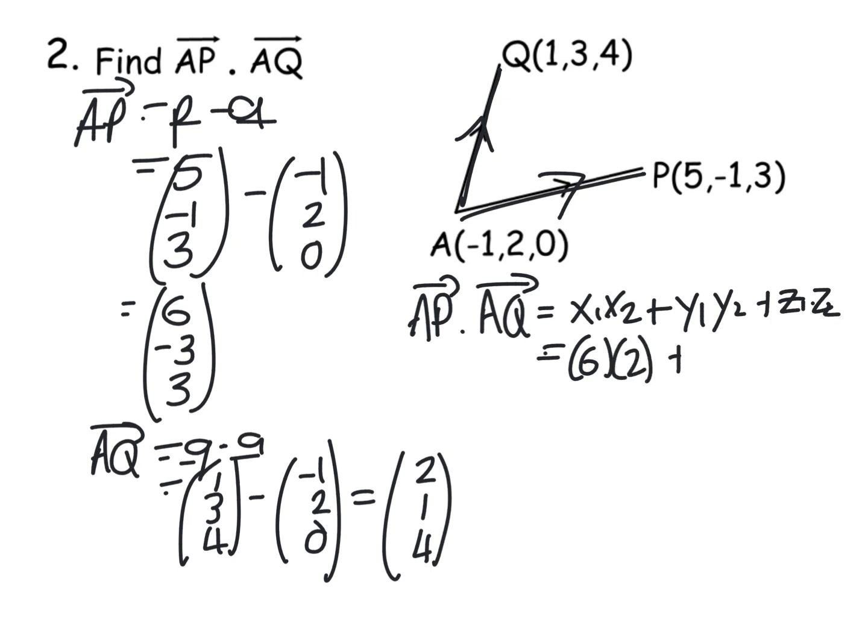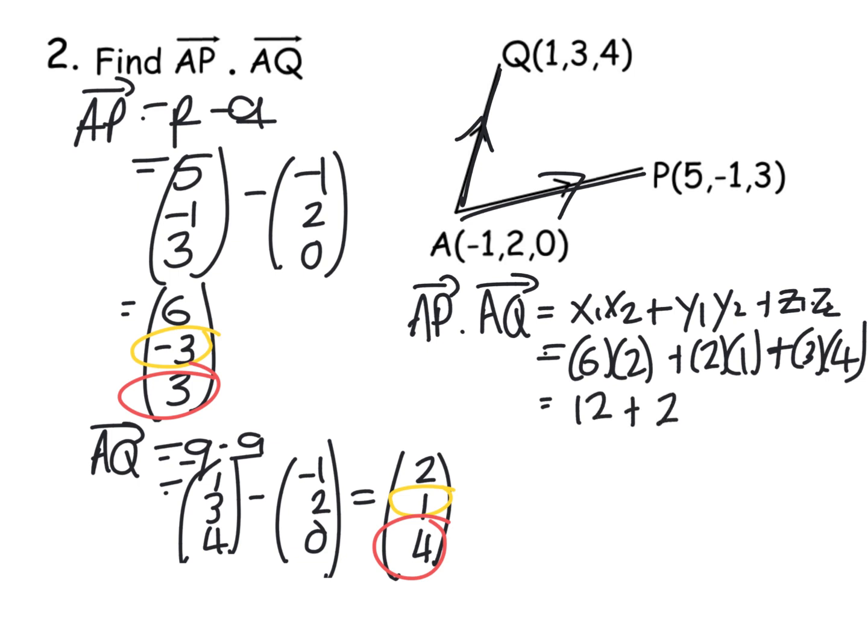Then we're going to take our second numbers. I'm just taking these to show you where they're coming from. I'm taking these two numbers next, so I've got 2 times 1, and then for my z's I have got 3 times 4, plus 3 times 4, squeezed in there. So this gives me 12 plus 2 plus 12, which gives me 26. So the value of AP.AQ is 26. Okay, so that's that style.